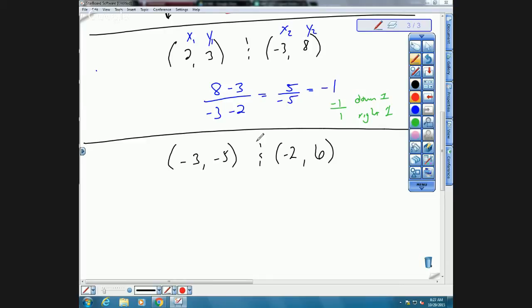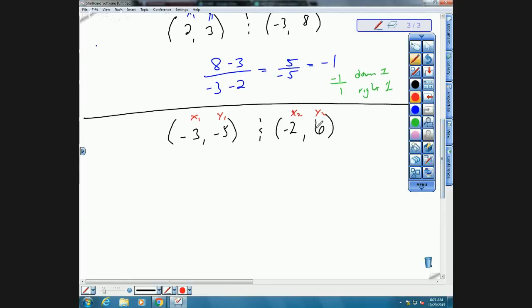All right, so same thing here. You have the first x, the first y, second x, and the second y. So you subtract your y's, 6 minus negative 5. Then you subtract your x's, negative 2 minus negative 3. So here you got to be careful with your signs on these. So you do 6 minus negative 5 and negative 2 minus negative 3. So remember, these become plus.